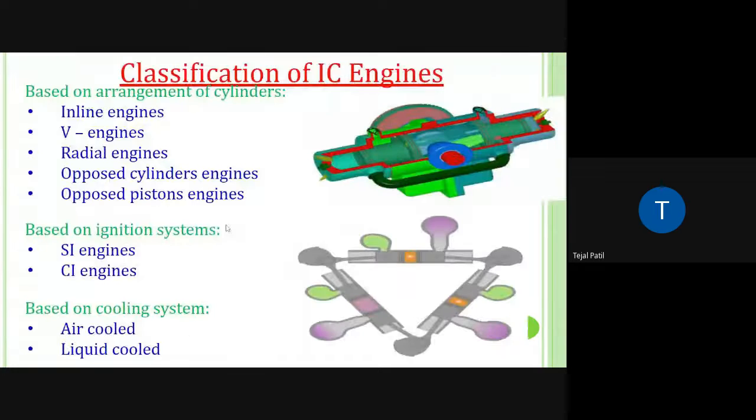Okay. Then this is the opposite cylinder engine. Cylinder कैसे opposite direction में है. 2 cylinders are there, but they are oppositely arranged. So this is opposed cylinder engine.